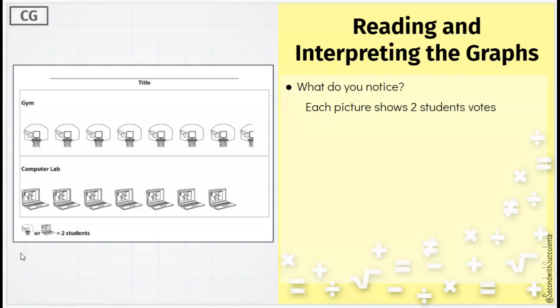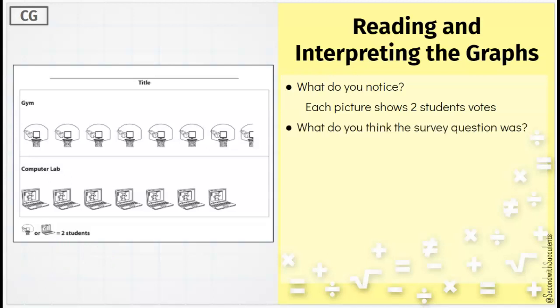Last time we looked at a bar graph that showed 5 votes per bar that was filled in. This is showing 2 votes per picture. It's the same idea, even though it looks a little different. Let's keep looking, and we'll come back and talk more about this.